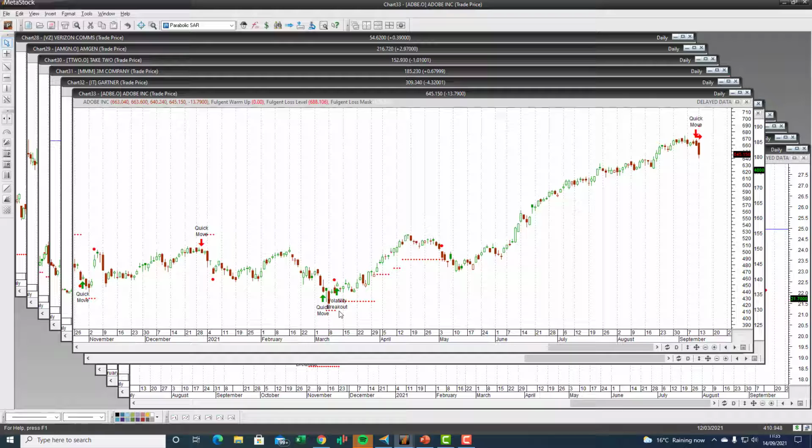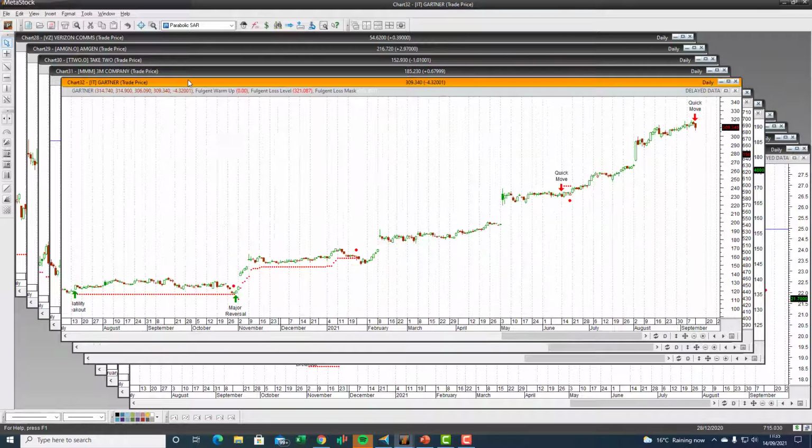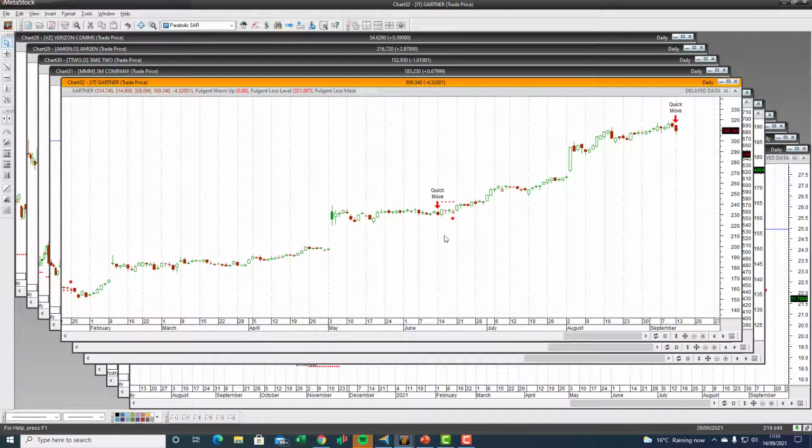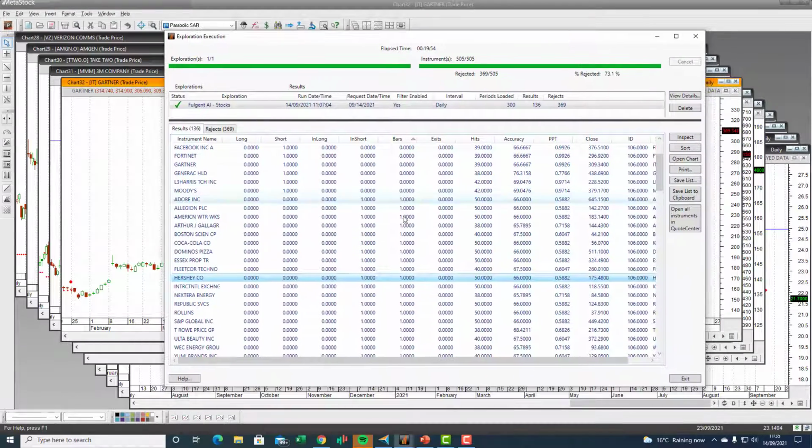This is after the AI caught a tremendous nice rally. Now Adobe looks like there might be some short-term weakness in the price. And IT Gartner also looking for a quick move to the downside there after a tremendous run-up. Okay, so that's the list. A lot of stocks, 136 shares out of 500 have got a signal on them, and mostly are shorts.